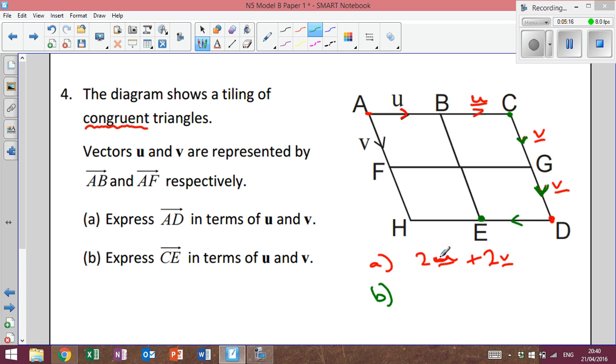Okay, so the first two again is two V's. And then this one here is going the opposite direction from U, so that is a negative U. Okay, so it's 2V minus U. And for your marking there, that's just going to be a mark for part A and a mark for part B. Okay, let's move on.